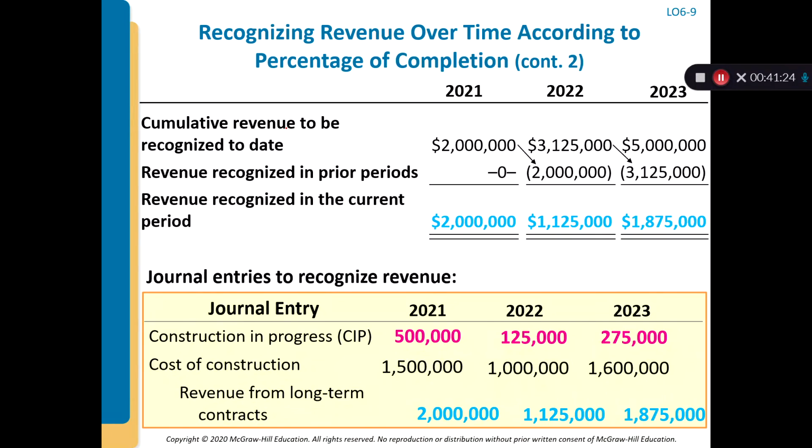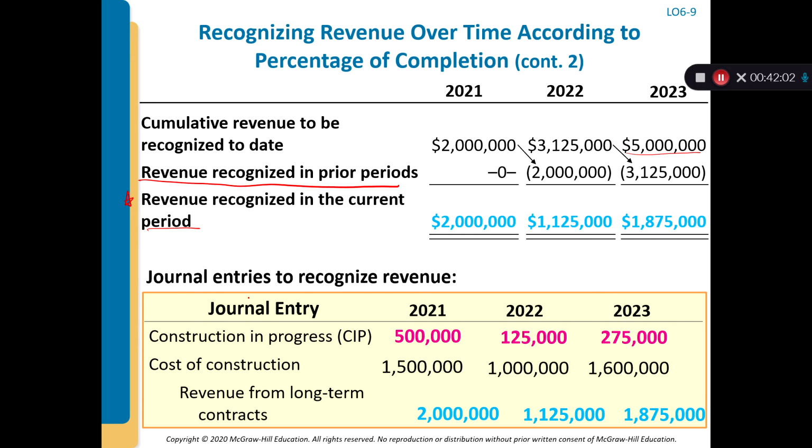So the cumulative revenue to be recognized to date in year 2 is 3.125 million. But because you have already recognized this 2 million in the prior period, the revenue recognized in the current period should only be 1.125 million. And then the third year is the same thing. In the third year, the cumulative recognized revenue should be 100%, 5 million. But in prior years, you have already recognized 3.125 million. Hence, this year, you only need to recognize 1.875 million.